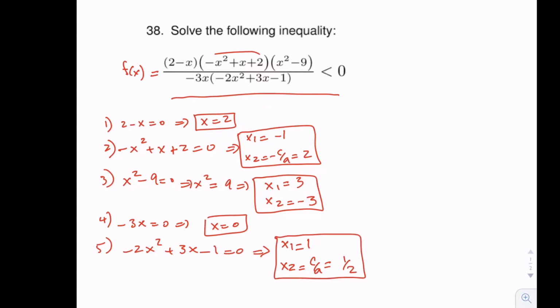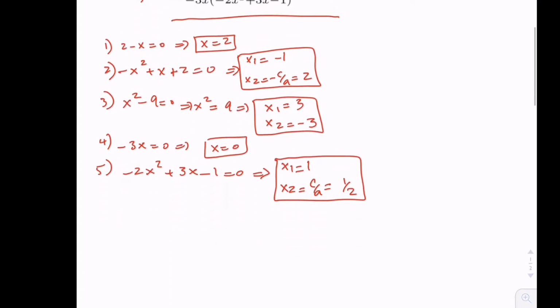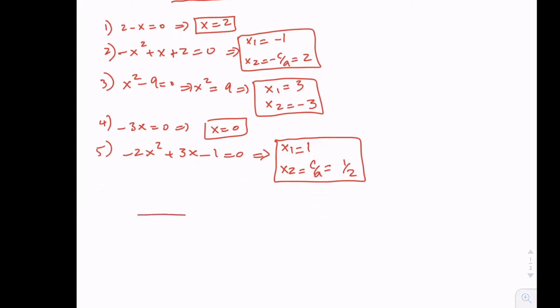Now we need to make a table, and for the first row of the table, write these roots that we found in increasing order. So if I make a table like this, the smallest root that we found is minus 3, then it's minus 1, then it's 0, then it's 1/2, then 1, 2, and 3.